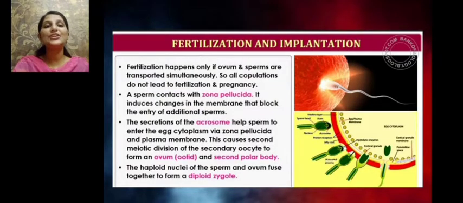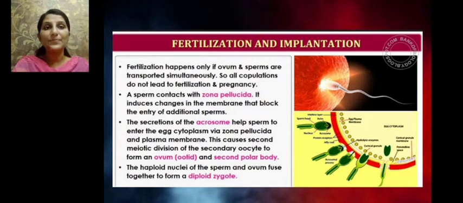Fertilization happens only if the ova and the sperms are transported simultaneously. So all copulations do not lead to fertilization and pregnancy. There should be a synchrony between the release of sperm into the female reproductive tract and the release of the ovum, that is ovulation. If both are not taking place at the same time, then fertilization cannot happen.